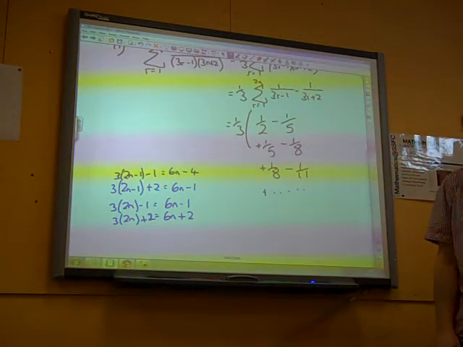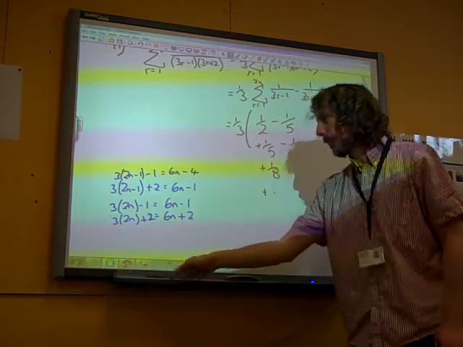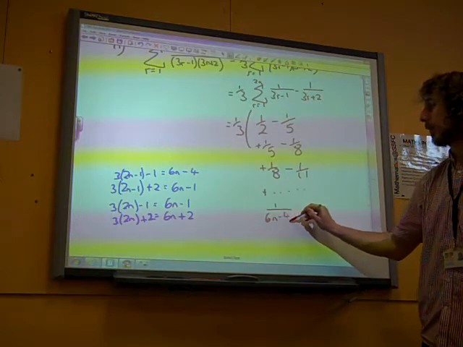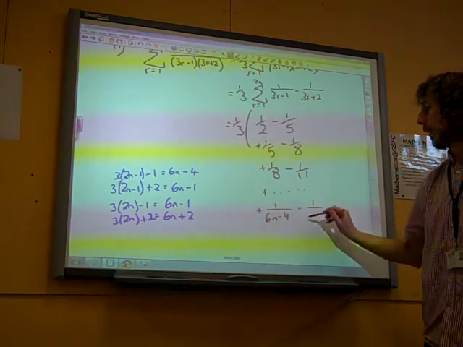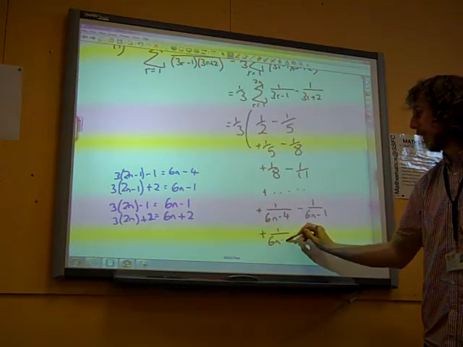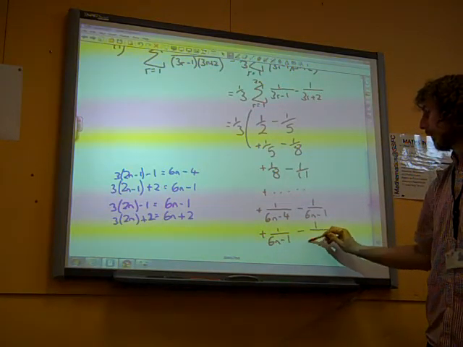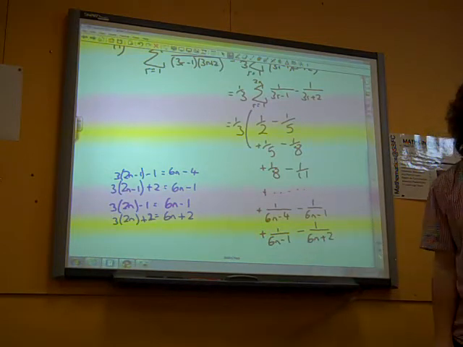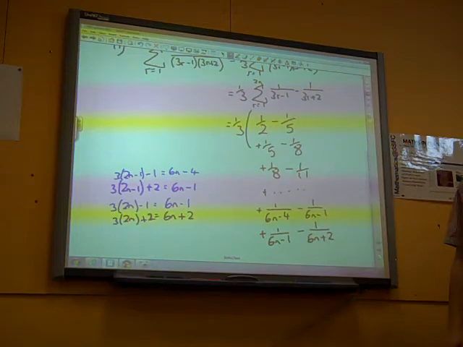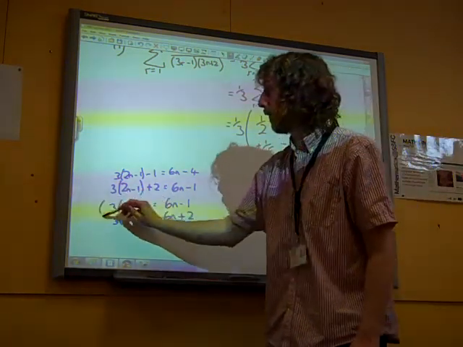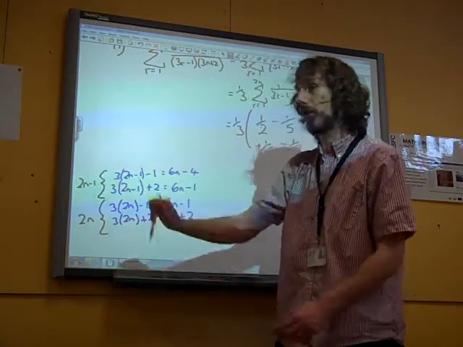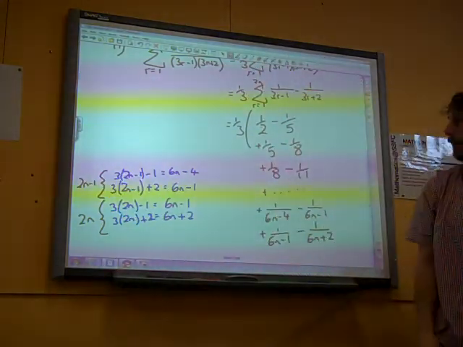So can we see what would happen at the other end of our sequence? We would have 1 over 6n minus 4 minus 1 over 6n minus 1, and then we'd have 1 over 6n minus 1 minus 1 over 6n plus 2. And if you'd felt like it, you could have written more terms out there. But they were the two terms for 2n, and they were the two terms for 2n minus 1. You may have wanted to do 2n minus 2, and so on.